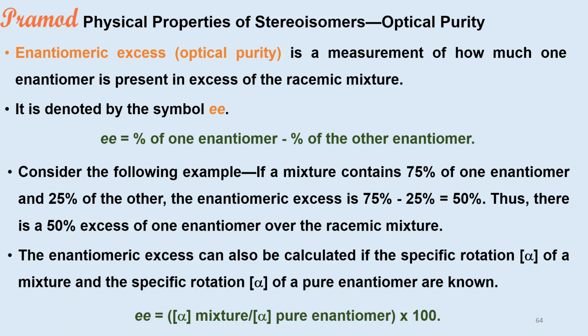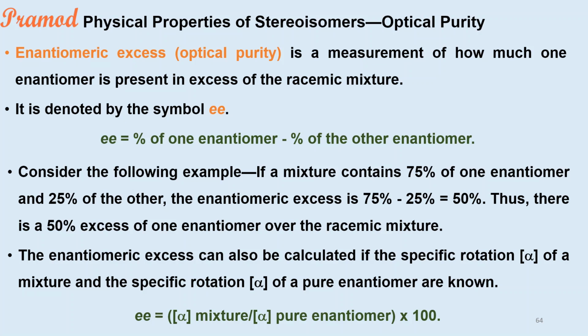There is one more method where you can calculate the enantiomeric excess. This is how you can calculate it. You have to know the specific rotation of the mixture, and if you know the specific rotation of your pure enantiomer, then the enantiomeric excess can be calculated by the formula: enantiomeric excess is equal to the specific rotation of the mixture divided by the specific rotation of the pure enantiomer, into 100.